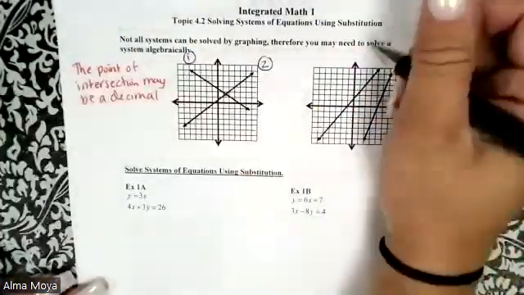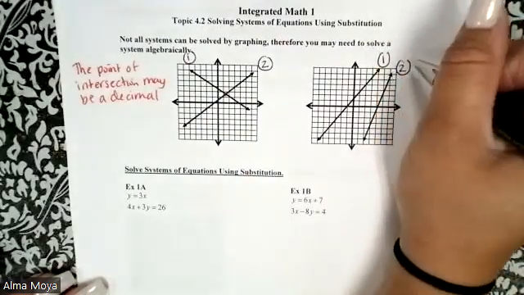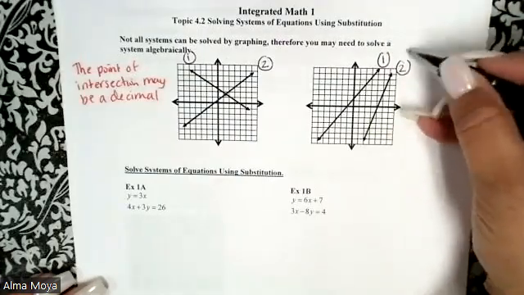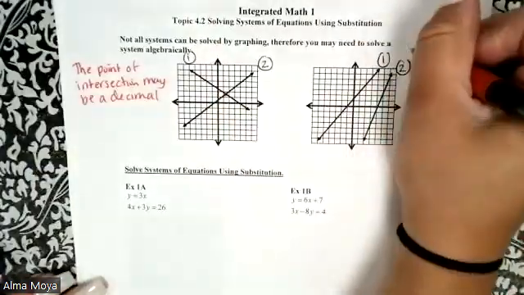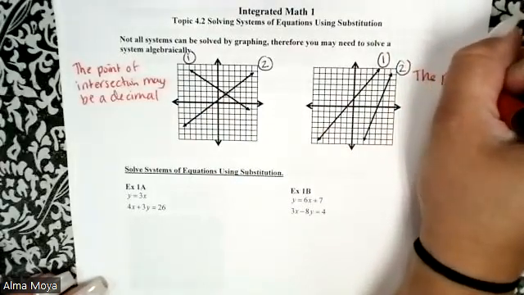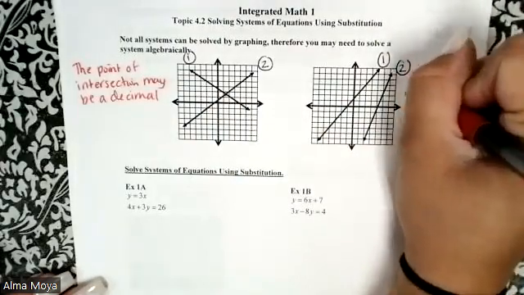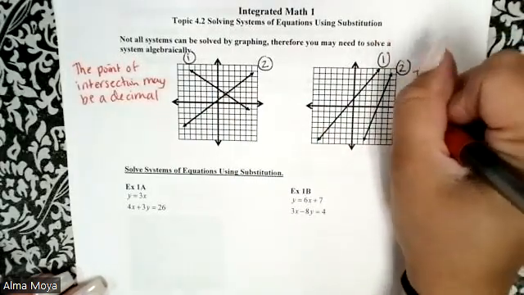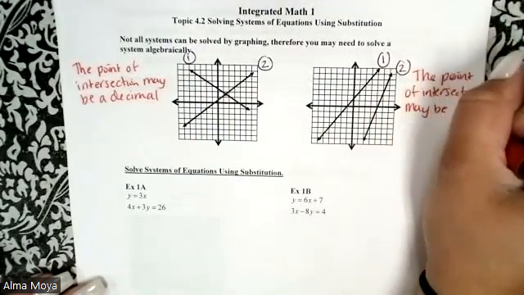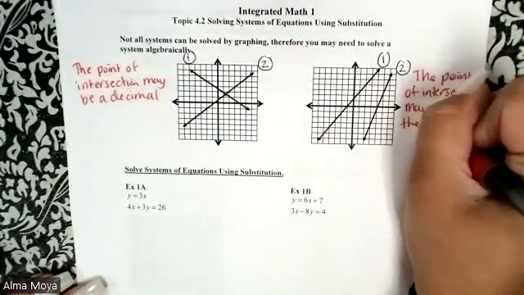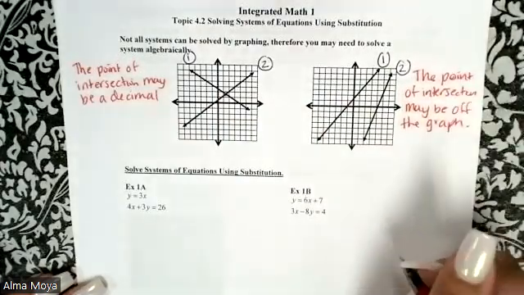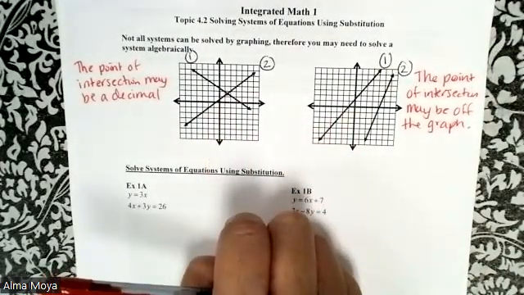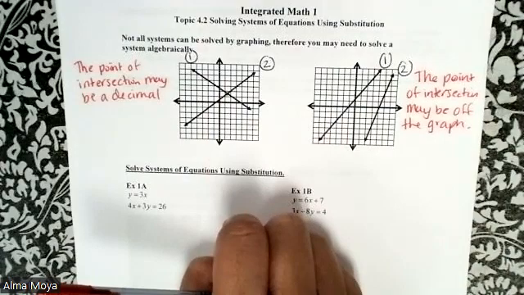On this graph right here, let's say this was equation 1 and this is equation 2. Notice that they are going to intersect at some point above here. So the point of intersection may be off the graph. So these two examples are great examples of why we will turn to other methods of solving a system besides graphing.